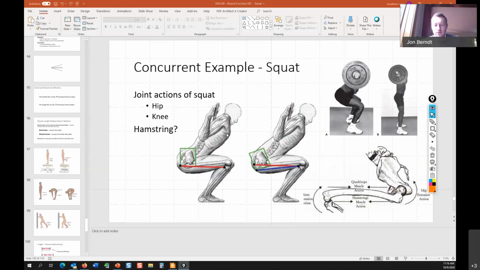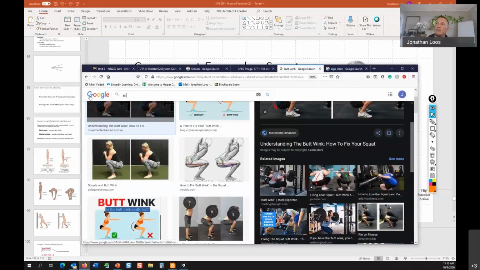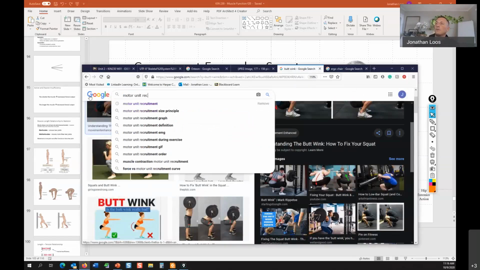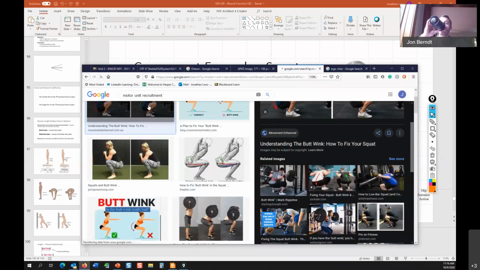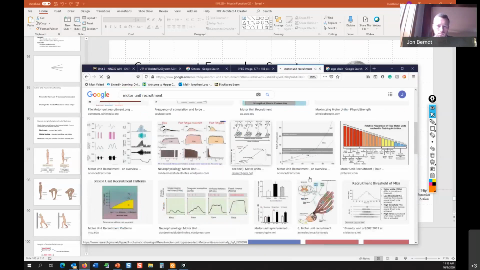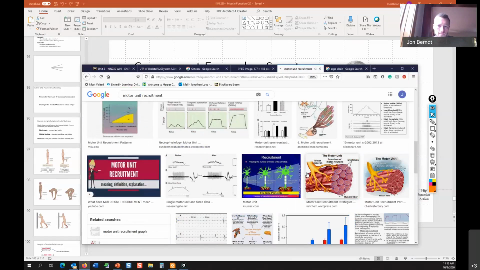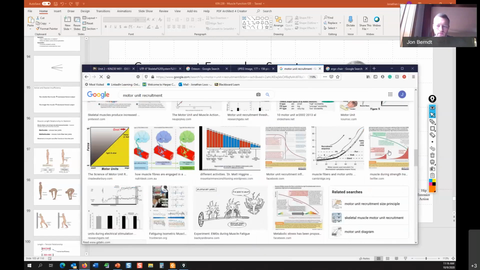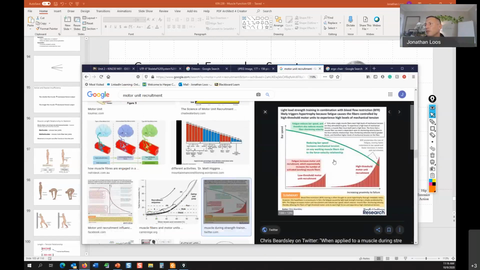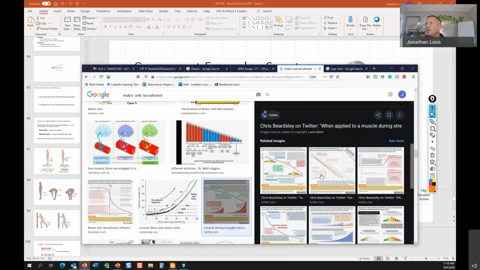Do you believe more in time under tension or total tension? Or you need both, a combination of both. What you need is motor unit recruitment. And so heavy loads do that, but it's also based on, there's an image I just recently found that I saved. Let me see if I can find it. It's related to this research article. Yeah, perfect. This is it.